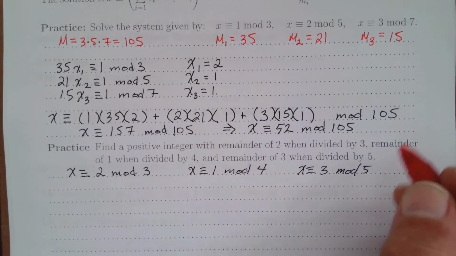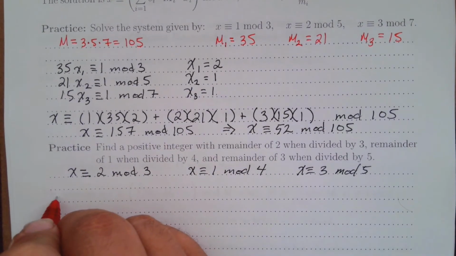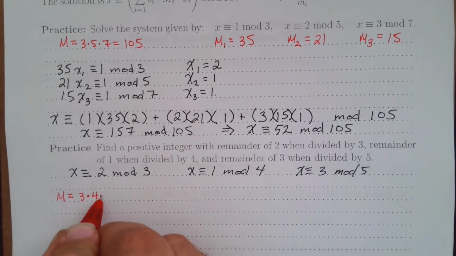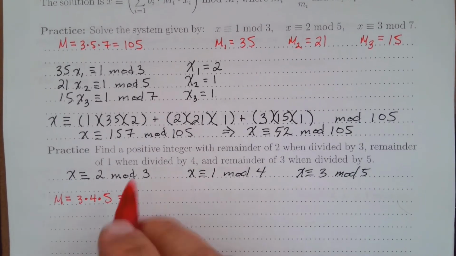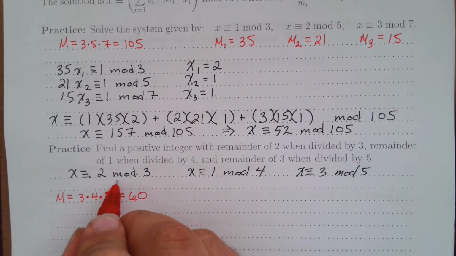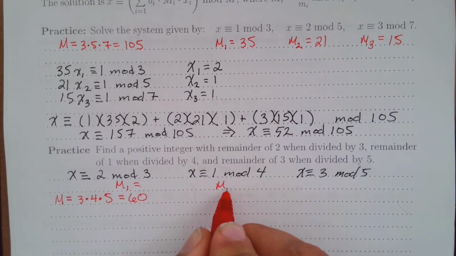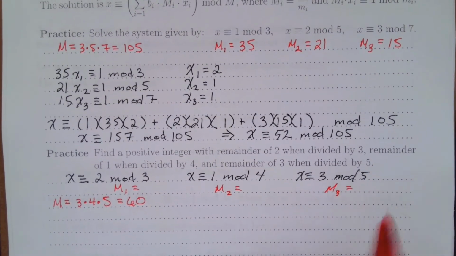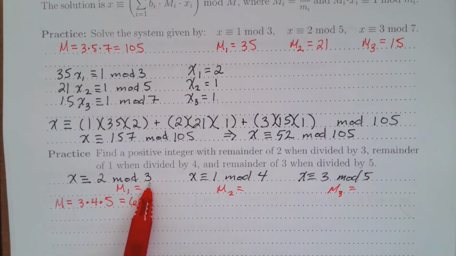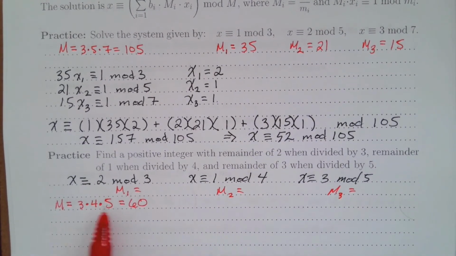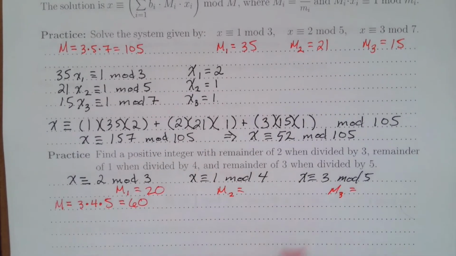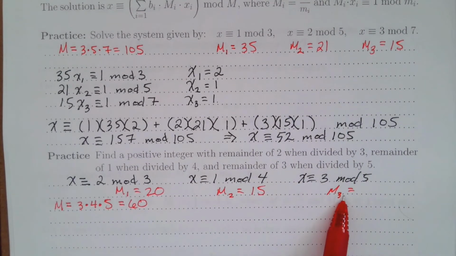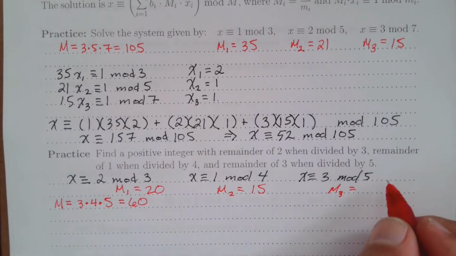Now, to solve this, we need to find our big M. Our big M is equal to 3 times 4 times 5, which is equal to 60. We also need to find our particular big M sub i's, which is really just the product of the other moduli. So for this one, it's going to be 4 times 5, which is 20. For this one, it's going to be 3 times 5, which is 15. And for this one, it's going to be 3 times 4, which is 12.